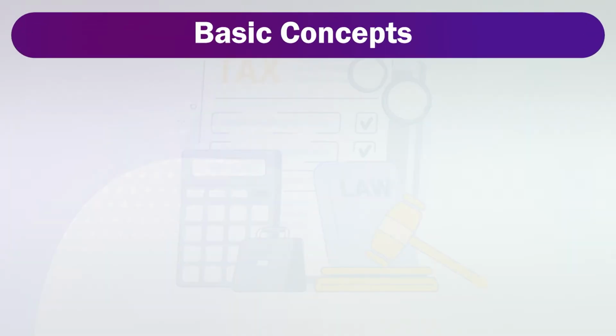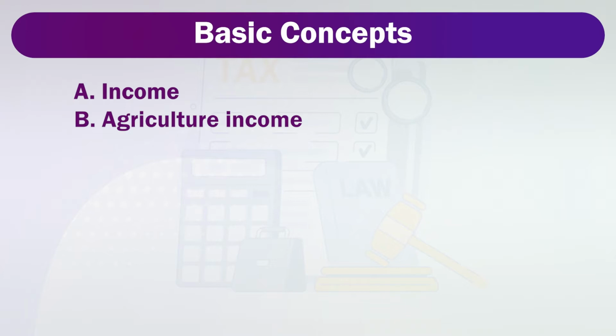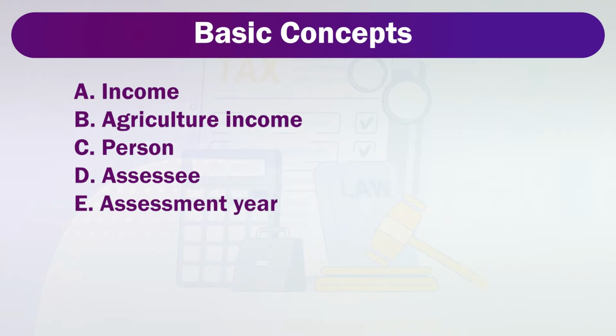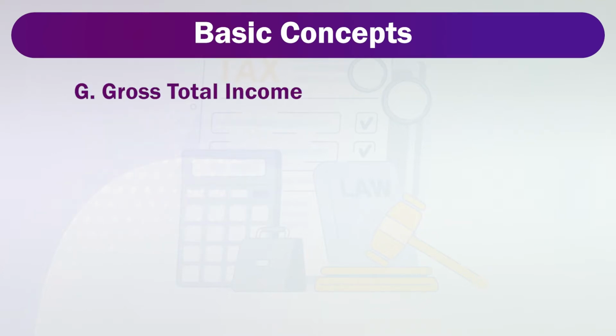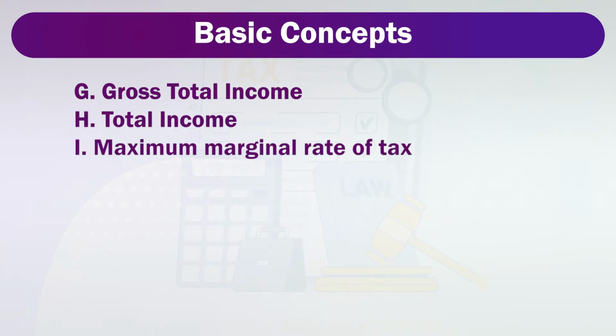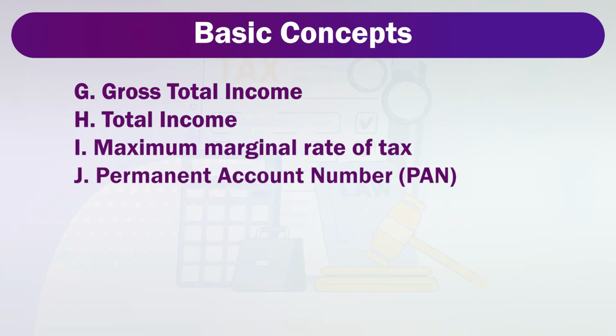These basic concepts are A. Income, B. Agriculture income, C. Person, D. Assessee, E. Assessment year, F. Previous year, G. Gross total income, H. Total income, I. Maximum marginal rate of tax and J. Permanent account number, which is called as PAN.